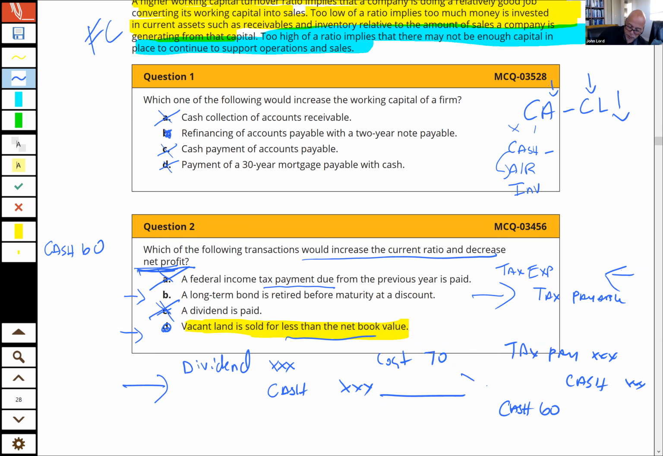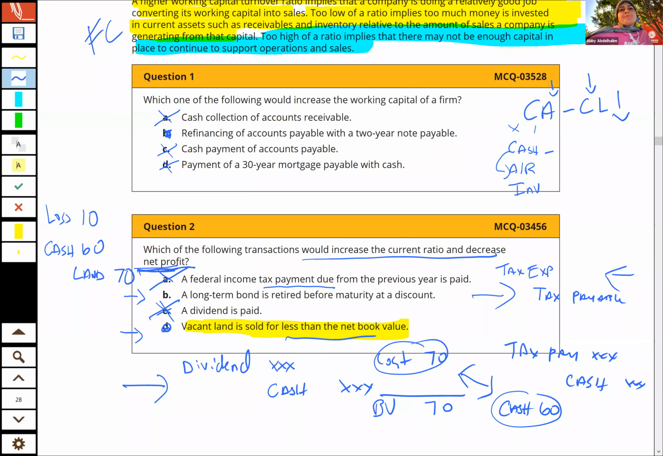It costs 70, its book value is 70, unless that land has had some sort of impairment. I'd have to write it down, but let's not turn this into the FAR section of the course. The cost is 70, its book value is 70, and I sell it for cash of 60. So I'm going to debit cash 60. I'm going to credit the land for 70. And to make this journal entry balance, I'm going to have to debit a loss. So with land, my profitability is going to come down, right?